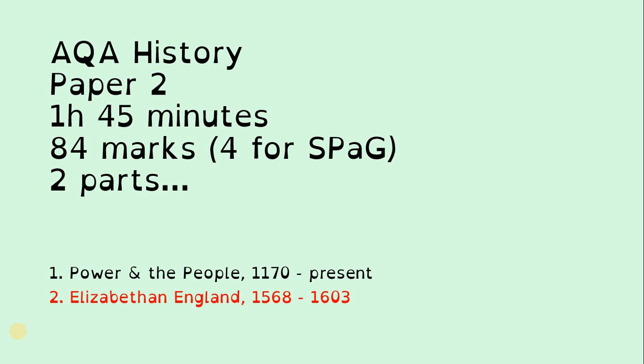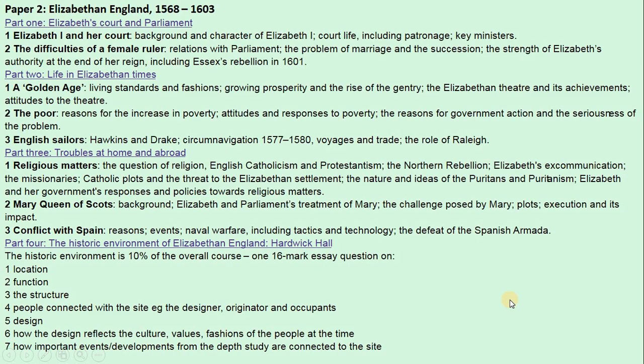Okay, so let's get started on the second part of paper 2, Elizabethan England from 1568 to 1603. So here is the content that you need to know for any of the questions that might come up. There's 4 parts to it. Part 1, Elizabeth's court and parliament. Part 2, life in Elizabethan times. Part 3, troubles at home and abroad.